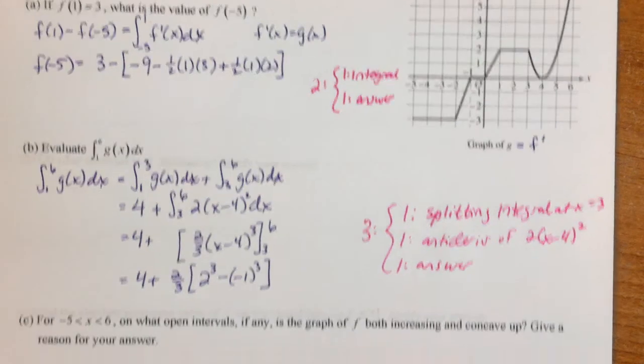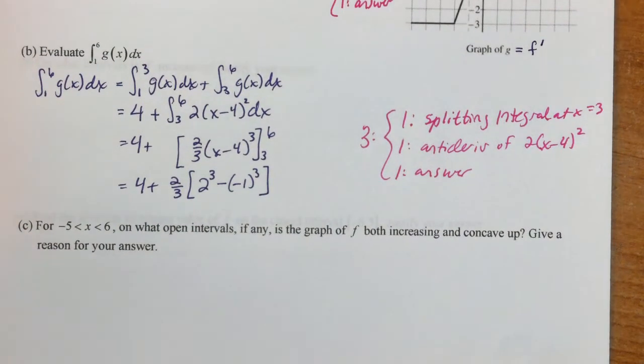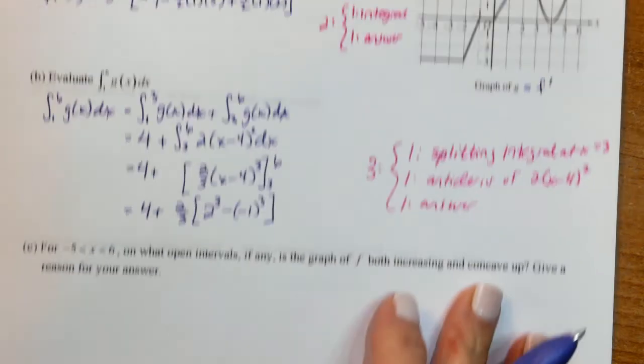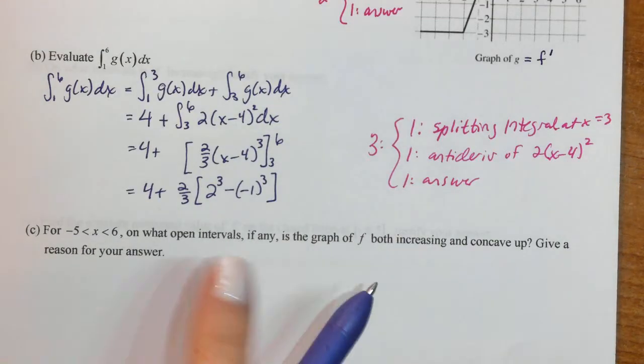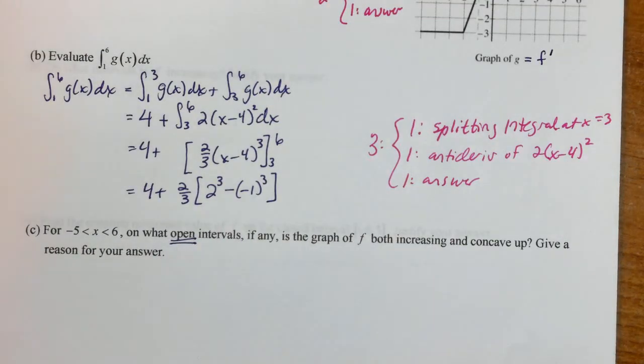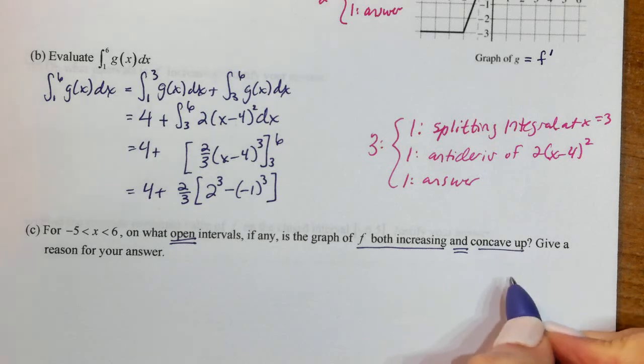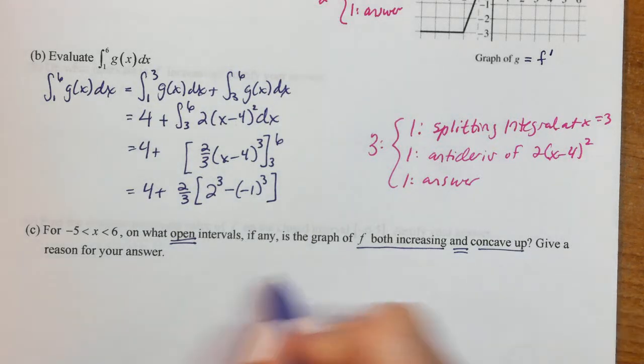Okay, part C. In between -5 and 6, which is the entire domain here, on what open intervals, if any, is f both increasing and concave up? They're telling you to make open intervals, so we'll make them open. And then we have to justify our answer.